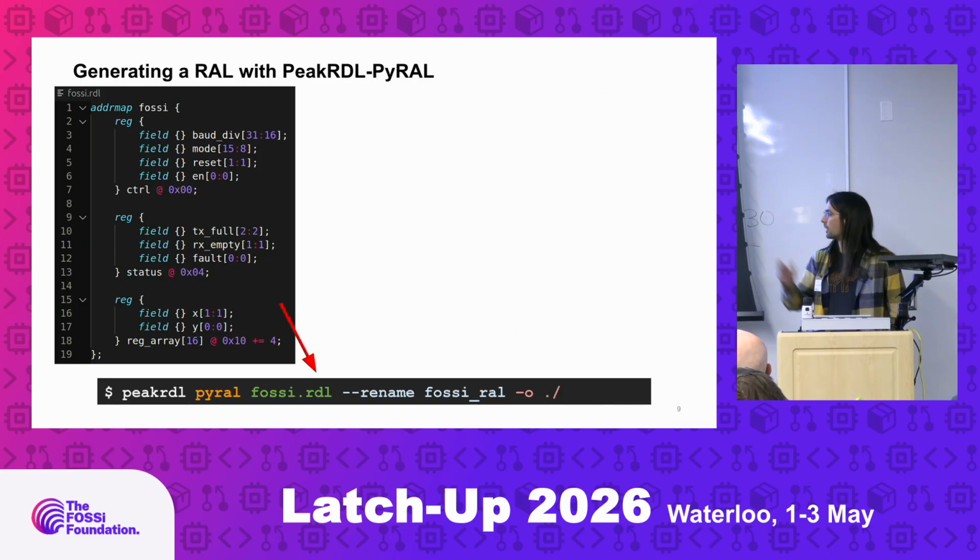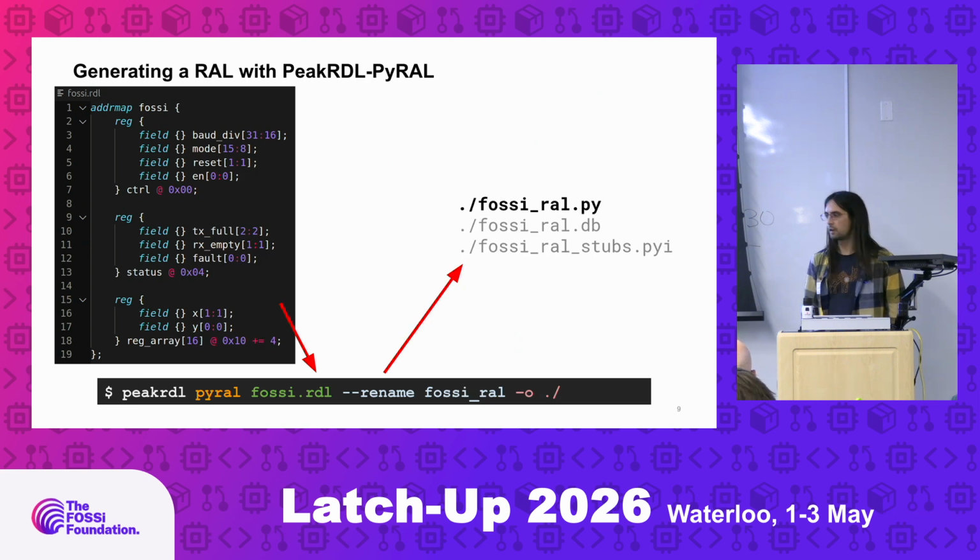And we run it through PeakRDL-PyRAL. That's the command line tool you're seeing: PeakRDL, and then you select the subtool by name. You give it, in green, the fossi.rdl input file. And just to make things prettier, we want to add a suffix to it, so there's a rename flag where you can rename it to something a little more intuitive. Then we output it into a couple of files. So we get a Python file, great, and some other things we'll talk about later.